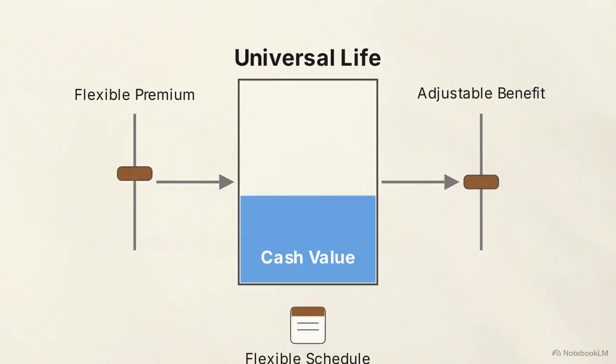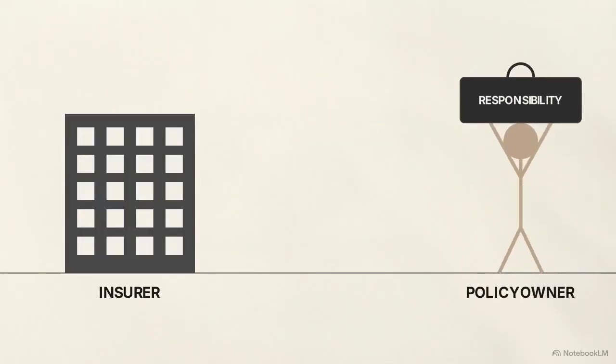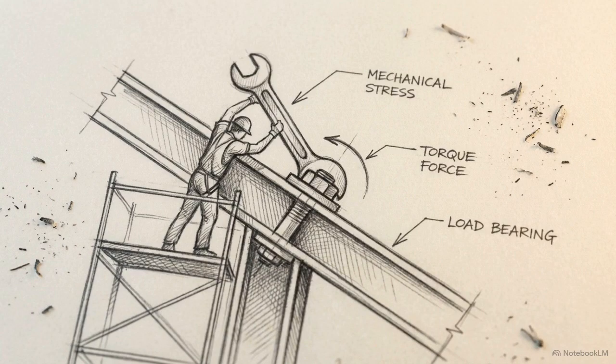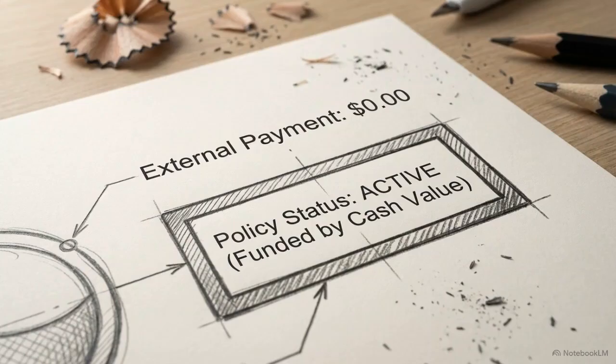It replaces the fixed constraints with a system that allows policy owners to adjust their premium payments. In many cases, the death benefit itself can also be adjusted up or down. As these inputs shift, the internal volume, the cash value, expands and contracts in response. This shift transfers the burden of responsibility. In a rigid policy, the insurance company guarantees the structure. In an adjustable policy, the owner assumes the risk of keeping the structure intact. Flexibility is a mechanical trade-off. To survive turbulent funding or skipped external payments, the policy must rely entirely on its own internal cash value.